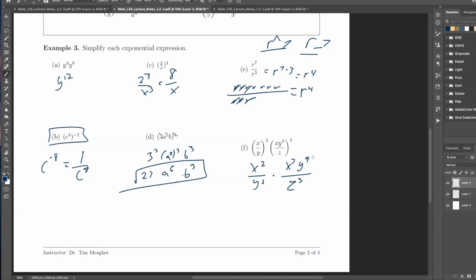So here I have y squared and y to the 2nd. So I'm going to cross this off and this makes that a 7. And we'll add that up. So this will be x to the 5th, y to the 7th over z to the 3rd.